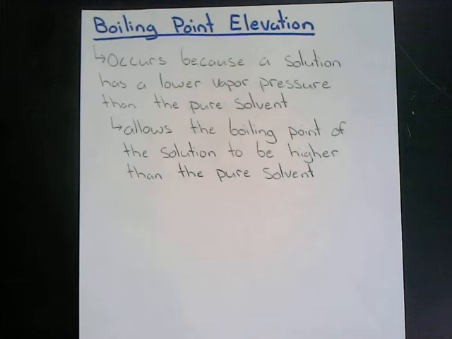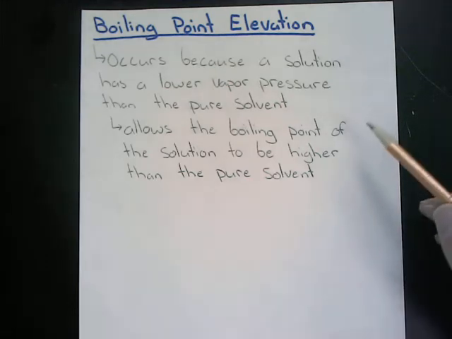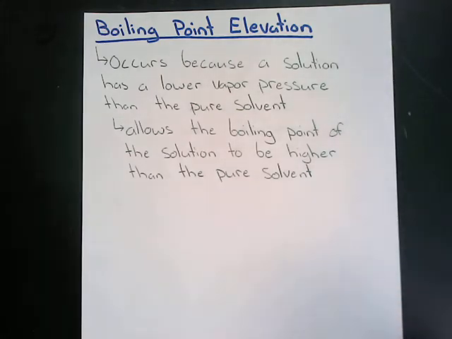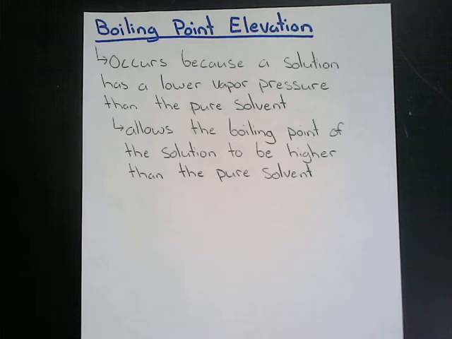Again, I just want to point out that because we lower the vapor pressure, in a continuation of what we just talked about, we affect the boiling point. We actually raise the boiling point of that particular solution. So you produce a solution, and it's going to have a higher boiling point than the pure solvent. Now, to help us out here, the boiling point elevation has a formula to go along with it.